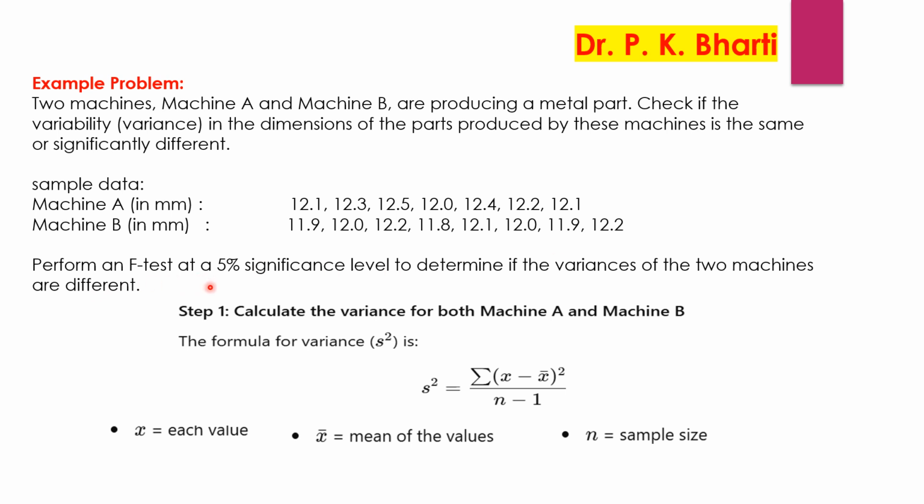So to perform F test at 5% level of significance, to check if the variance of two machines are different or not, we will follow steps. Step 1, we will calculate the variance for both the machines A and B, and variance will be Sx square or Sy square, where Sx square will be summation x minus x bar whole square upon n minus 1, n is sample size, x bar is mean value of the sample, and x is each value of the sample.